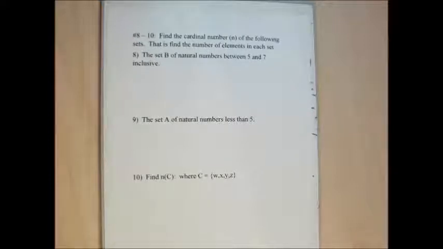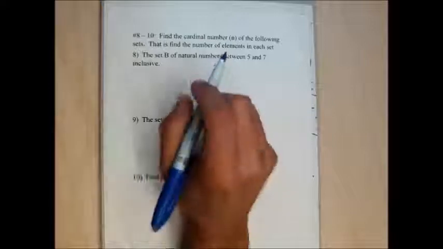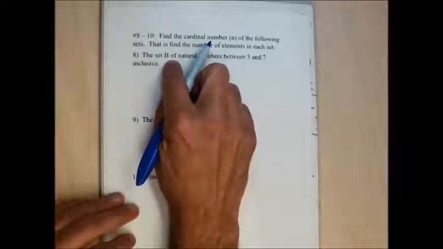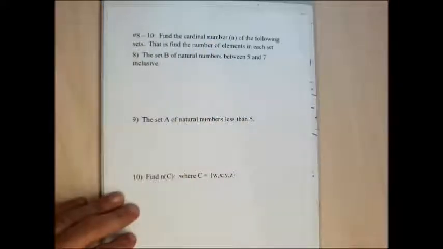Questions 8, 9, and 10 want me to find the cardinal number of a set, and the cardinal number is just the number of elements in a set. So in order to answer questions 8, 9, and 10, I need to know the elements of the set. So first, for problem 8, I'm going to find the elements of the set, and then my answer isn't going to be the set that I constructed. It's going to be the number of elements in that set.